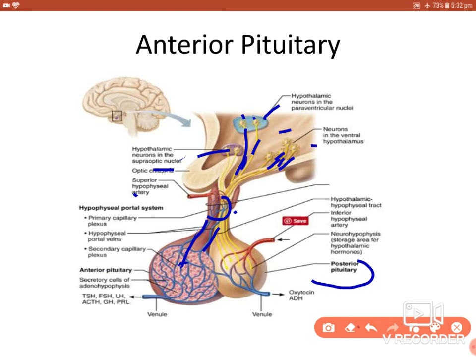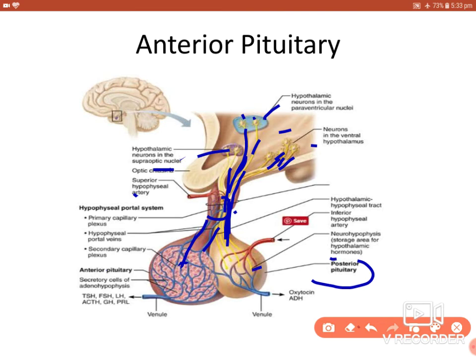These are the axons. See these forms. These are the unmyelinated nerve fibers, going towards the posterior pituitary, which forms the hypothalamo-hypophyseal tract. Then see this distal part, where you can see this dilated area.